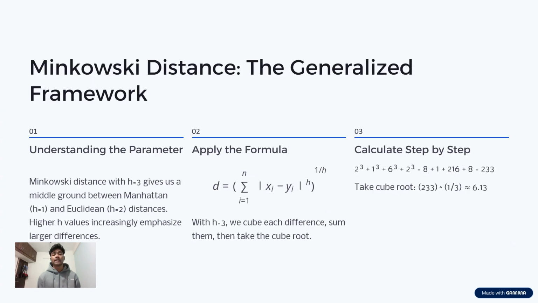Talking about Minkowski distance now. As given in the question, the value of h should be taken as 3. Minkowski distance generalizes both Manhattan and Euclidean. Here we have used h equals 3, which puts more weight on larger differences. Going towards calculation, cube of 2 plus cube of 1 plus cube of 6 plus cube of 2 gives us a summation of 233, and the cube root of 233 is approximately 6.13. So Minkowski gives us a value between Manhattan and Euclidean.